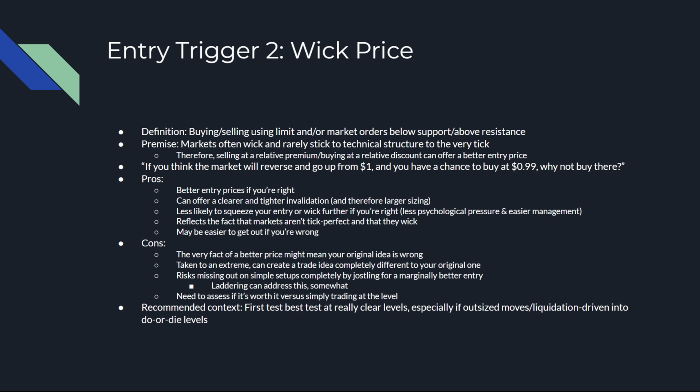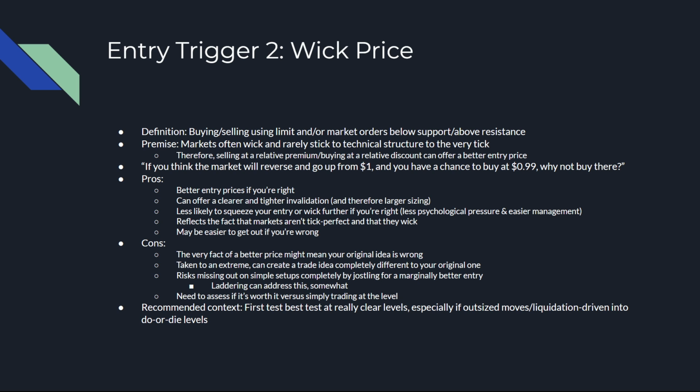The second entry trigger, trigger 2, is wick price. So outright price for the first one, wick price for the second one. And the definition here is buying or selling using limit and/or market orders below support or above resistance. Now, this might sound weird, but the examples we'll cover will hopefully add some color. And the premise here is that markets often wick and rarely stick to technical structure to the very tick, right? So therefore, selling at a relative premium or buying at a relative discount can offer a better entry price.